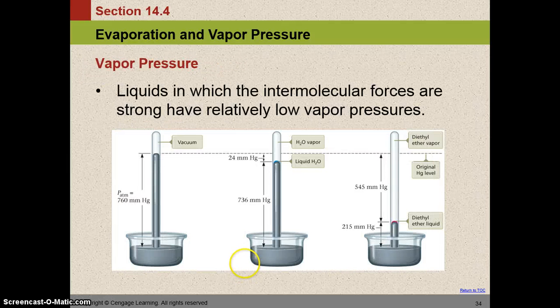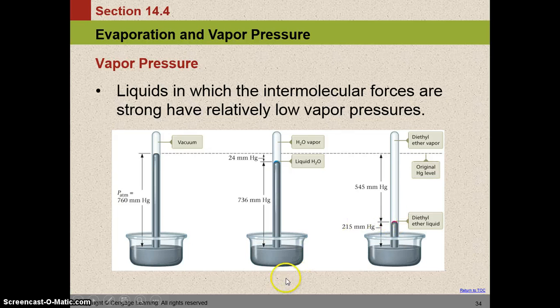Liquids in which the intermolecular forces are strong have relatively low vapor pressures. So we know water has really high intermolecular forces between the molecules, and you'll notice that there's not much pressure in this barometer with water. Once equilibrium is reached, there's not a lot of change back and forth, not a lot of evaporation to condensation. But if you look over here at the diethyl ether vapor, it has a high vapor pressure. That means it's very volatile and goes into gaseous form rather quickly.